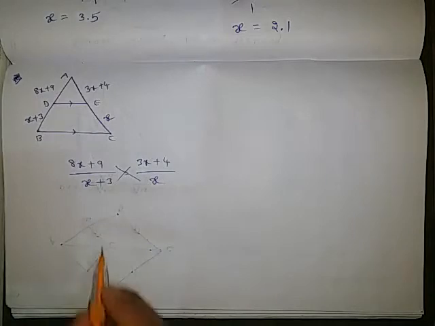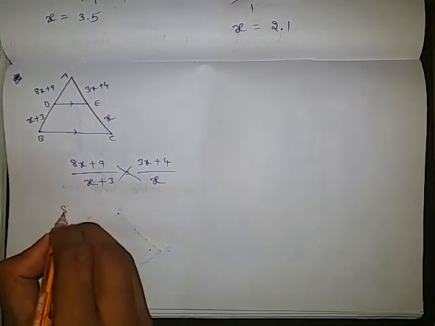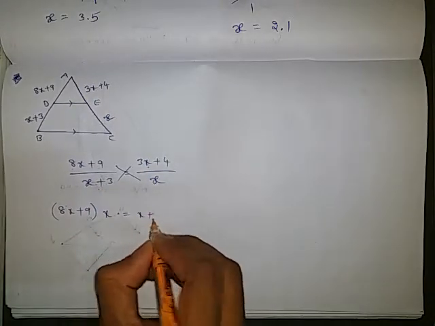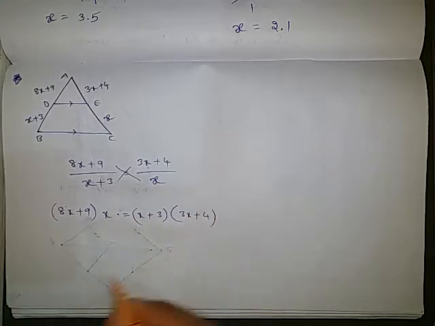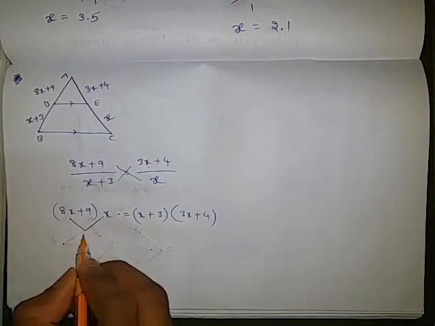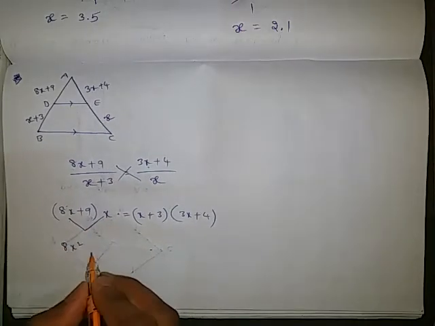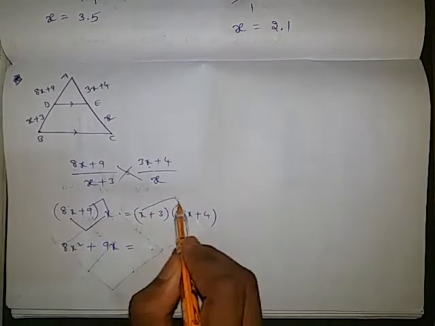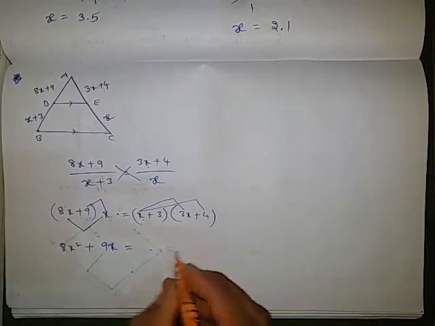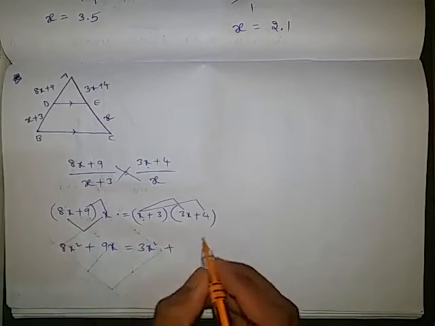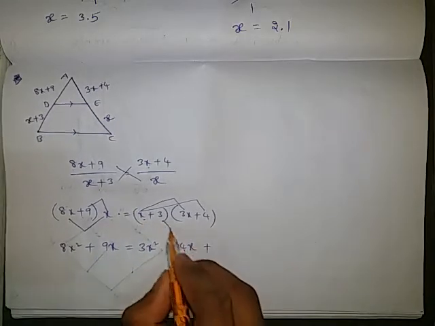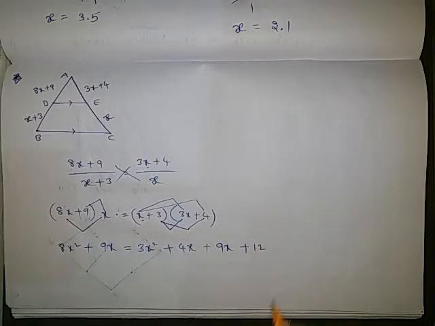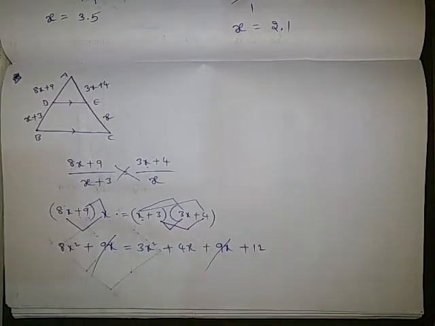Cross multiply. 8x plus 9 into x is equal to x plus 3 into 3x plus 4. 8x into x, 8x square, plus 9 into x, 9x, is equal to first one into first one, x into 3x, 3x square, plus x into 4, 4x, plus second one into first one, 3 into 3x, 9x, plus 3 into 4, 12. Here left side 9x, right side 9x, both will get cancelled.